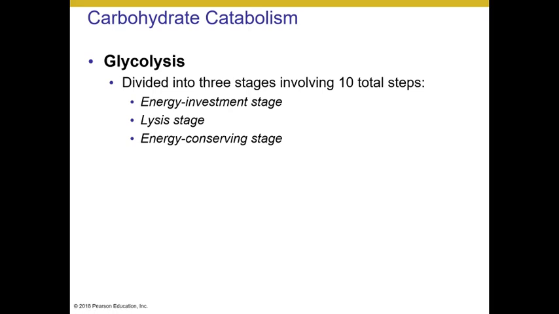Glycolysis has 3 main stages. 1. Energy investment stage. You spend 2 ATP to start the reaction, like paying to turn on the machine. 2. Lysis stage. The 6-carbon glucose is split in 2. 3. Energy conserving stage. You gain 4 ATP and 2 NADH. Total profit: 2 ATP and 2 NADH per glucose.